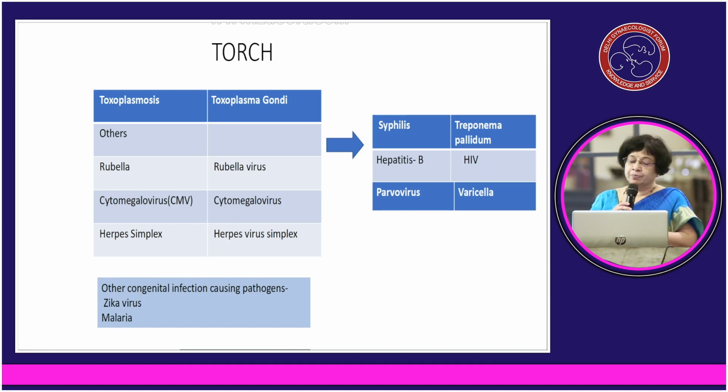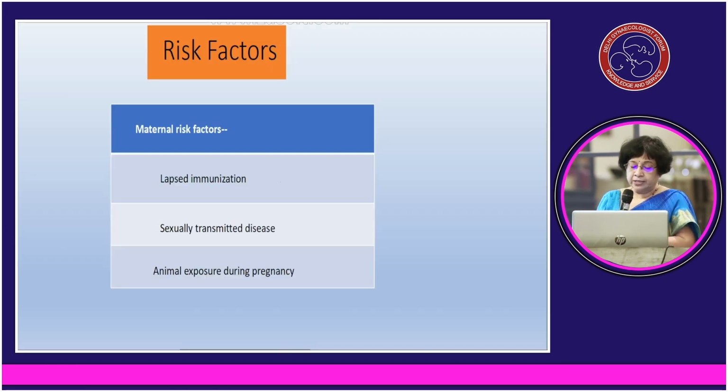So this was the description of TORCH infection. TORCH starts with toxoplasmosis. Others we were forgetting: rubella, cytomegalo, and herpes. Others could be syphilis, treponema, hepatitis B, HIV, parvovirus, varicella, and now they are including Zika virus and malaria also. So any viral infection which causes a congenital infection is labeled as others.